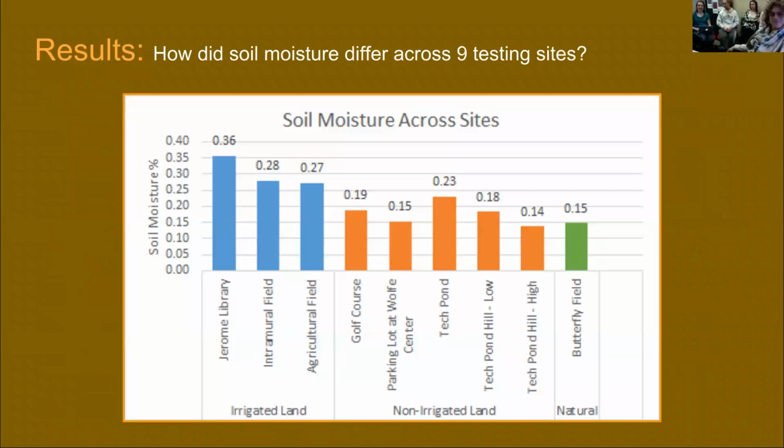Okay, Kim. For our first question, we asked how did soil moisture differ across the 9 testing sites? And this is the graph that we received. We categorized every site into irrigated land, non-irrigated land, and natural, and placed them in the order that we thought would have the most soil moisture. We discovered that they're pretty much all the same, except for the irrigated land tends to have more soil moisture than the non-irrigated and the natural.